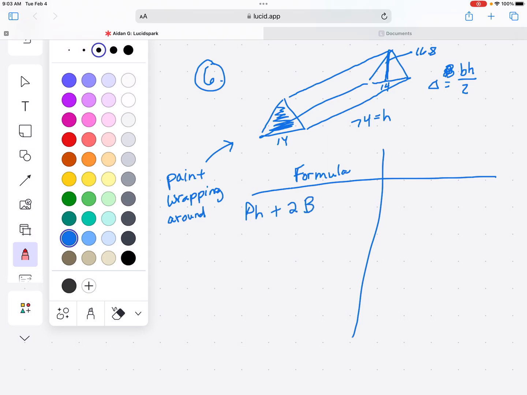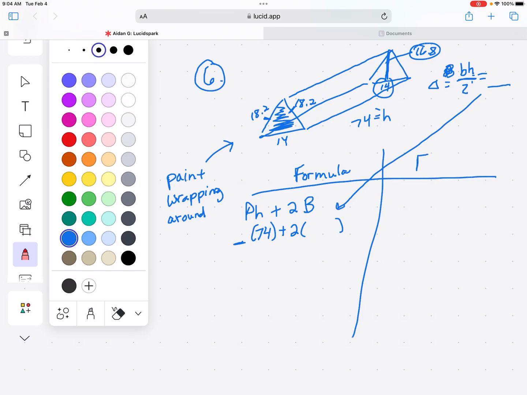So what is the perimeter of the base? This is 18.2, and look, it's isosceles. So it's the same on both sides. So now you've just got to add that up. 18.2 plus 18.2 plus 14. See what you get. The height of the figure is 74. Then you're going to add 2 times area of the base. Well, what is the area of the base? I have my base times height, and then I have to divide it by 2. So get your answer here, and that goes there.